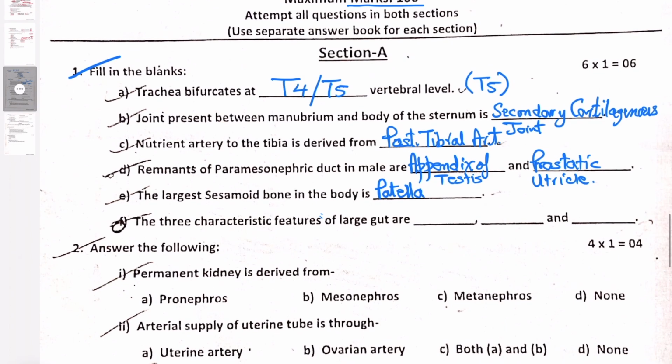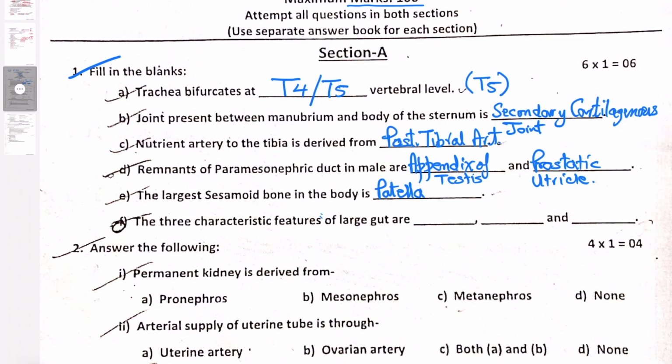Then the next question here is: the three characteristic features of the large gut are. Now, I should say that this is not a precisely framed question, because if they are asking the gross features or the microscopic features, it's not clear. But they have asked for 3 points. You have to mention 3 characteristics.